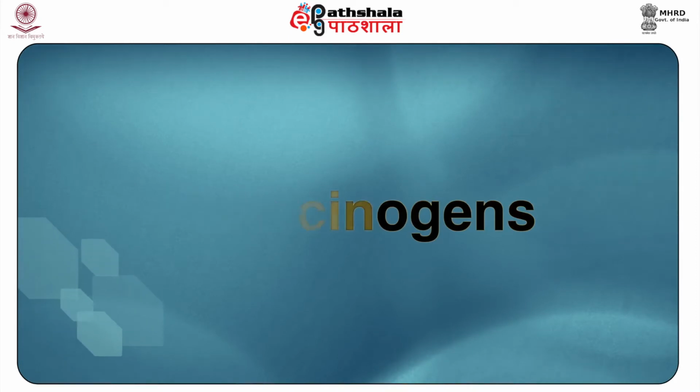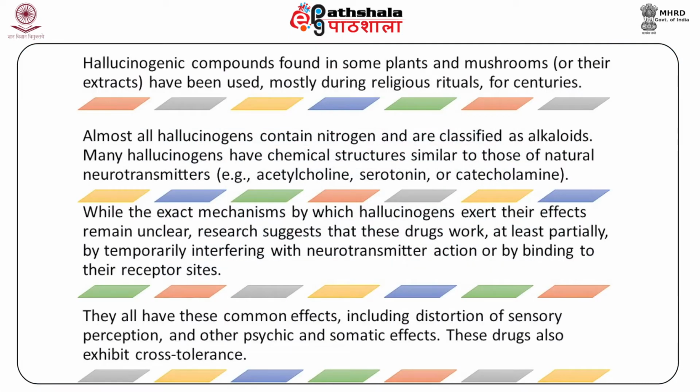Next comes the category of hallucinogens. Hallucinogenic compounds found in some plants and mushrooms or their extracts have also been used mostly during religious rituals for centuries. Almost all hallucinogens contain nitrogen and are classified as alkaloids. Many hallucinogens have chemical structures similar to those of natural neurotransmitters, for example acetylcholine, serotonin or catecholamine. While the exact mechanisms by which hallucinogens exert their influence remain unclear, research suggests that these drugs work at least partially by temporarily interfering with the neurotransmitter action or by binding to their receptor sites. They all have common effects, including distortion of sensory perception and other psychic and somatic effects.